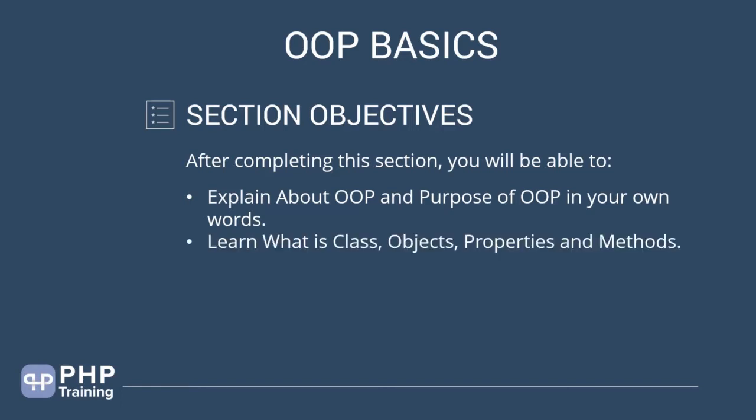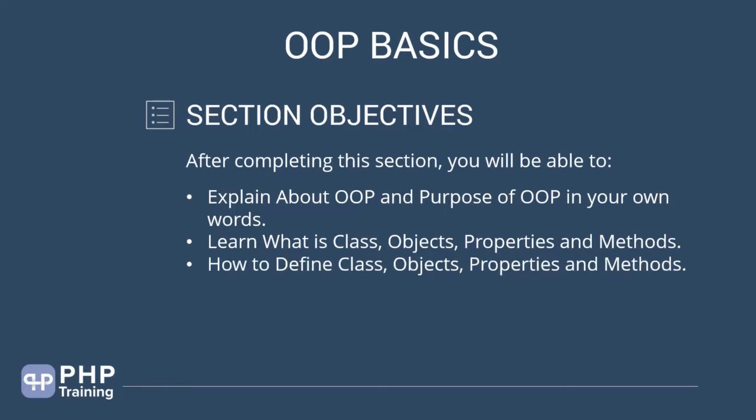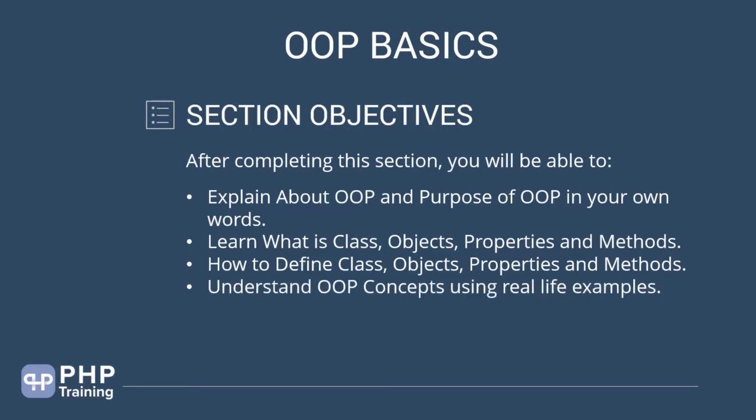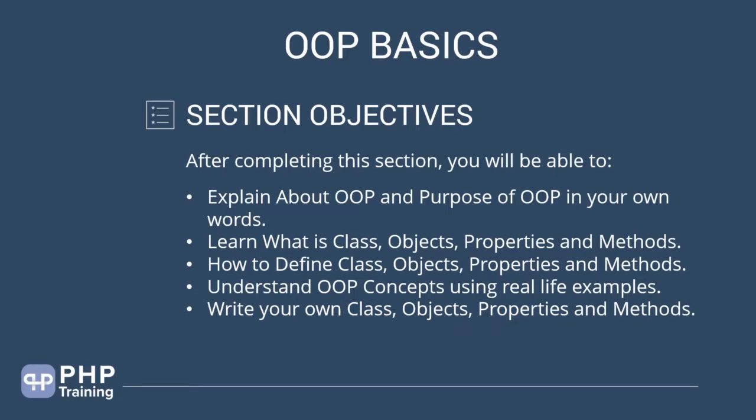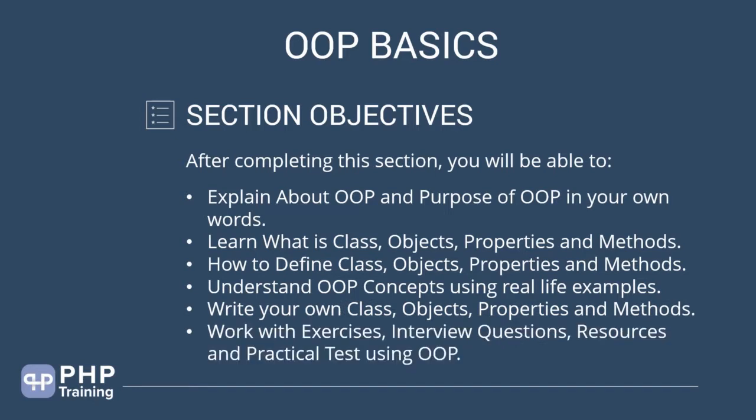You will learn what is class, objects, properties and methods in this section. Then you'll learn how to define, meaning how to write, a class, object, properties and methods. Then you'll understand the OOP concepts using some real life examples. Then you'll write your own class, object, properties and methods. And then you'll work with exercises, interview questions, resources and a practical test using OOP so that you can understand these concepts well. These are the lectures we will cover in this section. Okay, so let's jump into this lecture now.